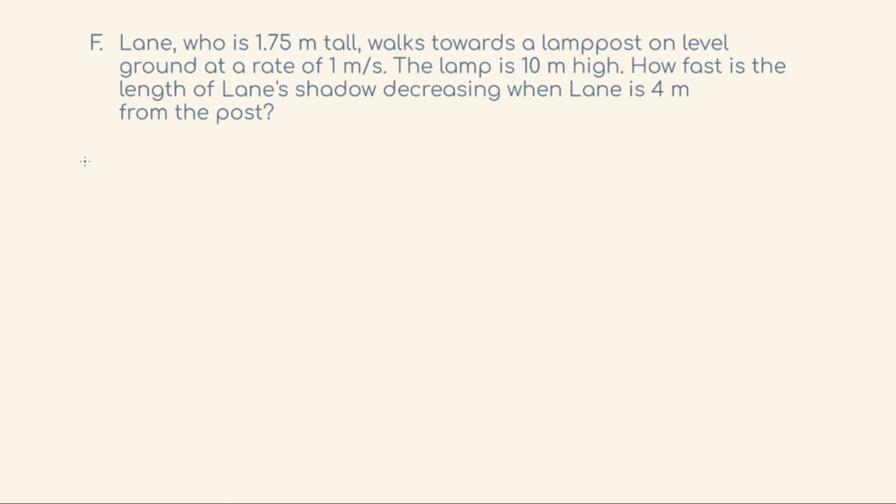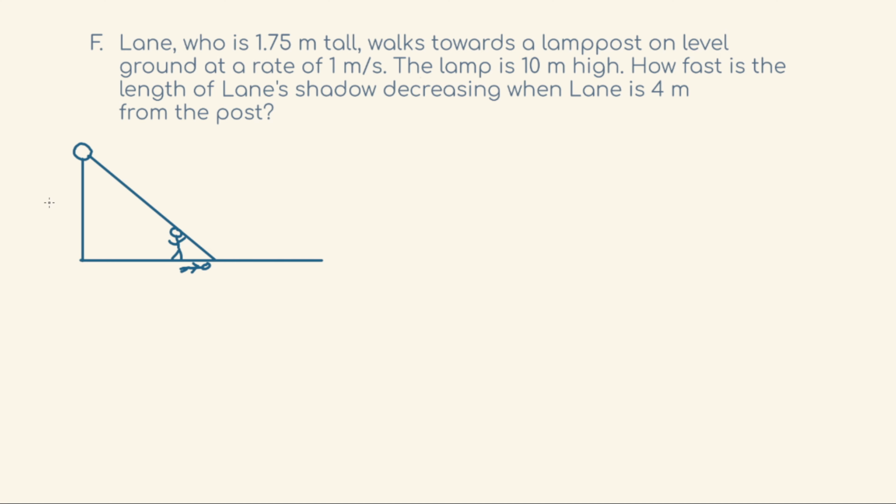So let's draw our diagram here. Okay, so this is our post. This is the lamppost right there, right? This is the floor, and let's say Lane is standing like that. He's right here, okay? And so the light is going to shine out from this lamp, and it's going to cast a shadow, kind of like this, right? So this is going to be his shadow, kind of over here. Okay, that's Lane's shadow.